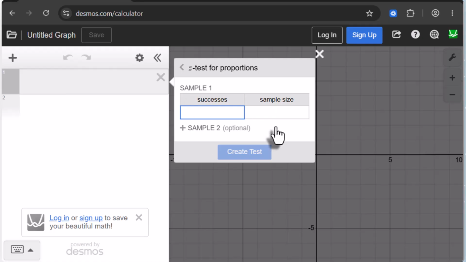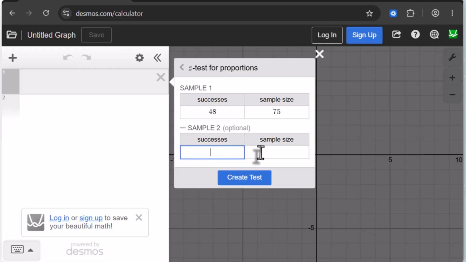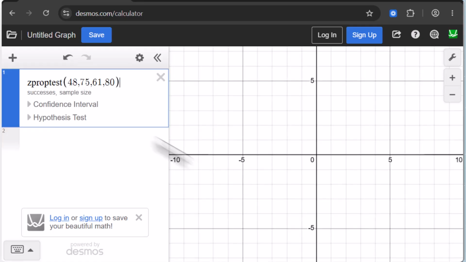So my sample one, this is the non-tutoring, non-visitors. The total number of students was 75, and the number who were successes, or those who passed their math class, was 48. And then I'm going to open up sample 2. The second sample, which is those who did visit tutoring at least once, had 80 students total, and the number who passed was 61. I click Create Test. This is creating a Z-prop test.